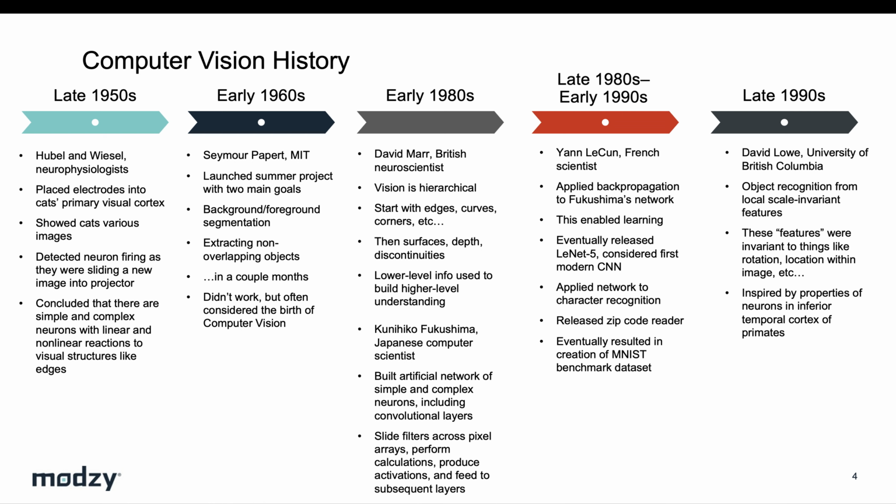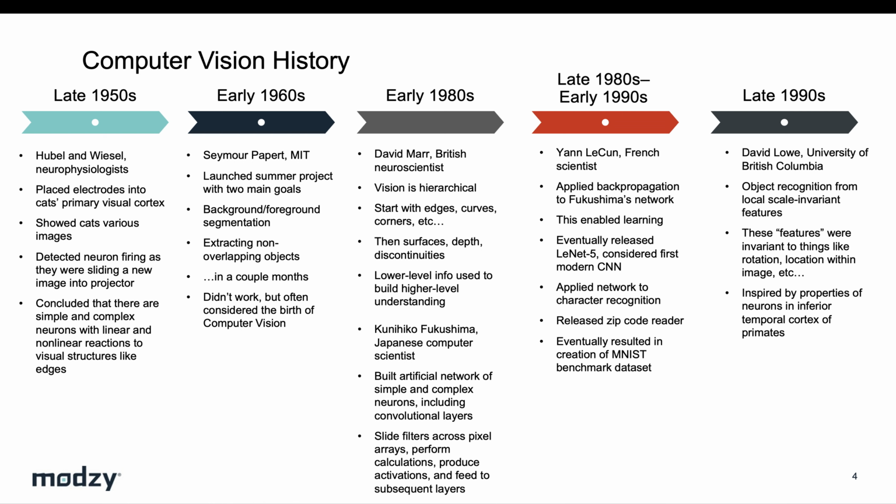So he eventually released a convolutional neural network architecture called LeNet-5, considered the first CNN. CNN means convolutional neural network. And he applied this network to the task of character recognition, right? Can this model look at an image of a character and tell us what it is? Is it an A, B, C, 1, 2, 3, etc.? And he used this to release a commercial product. It was a zip code reader.